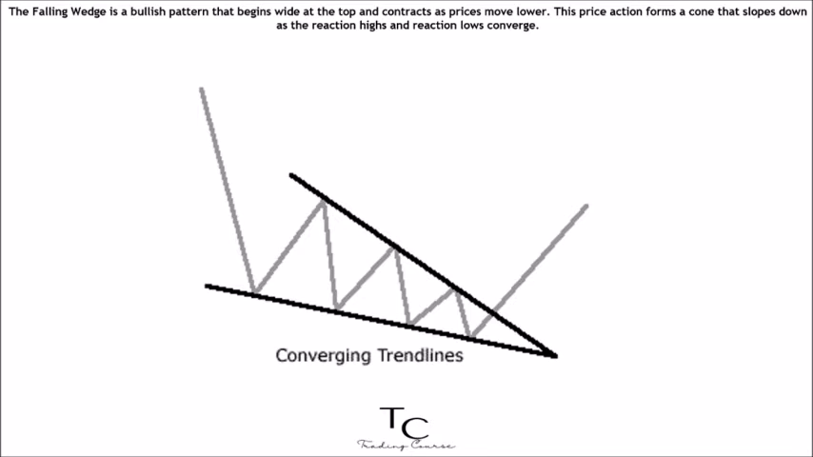The falling wedge is a bullish pattern that begins wide at the top and contracts as prices move lower. This price action forms a cone that slopes down as the reaction highs and reaction lows converge. In contrast to symmetrical triangles, which have no definitive slope and no bias, falling wedges definitely slope down and have a bullish bias. However, this bullish bias cannot be realized until a resistance breakout occurs.